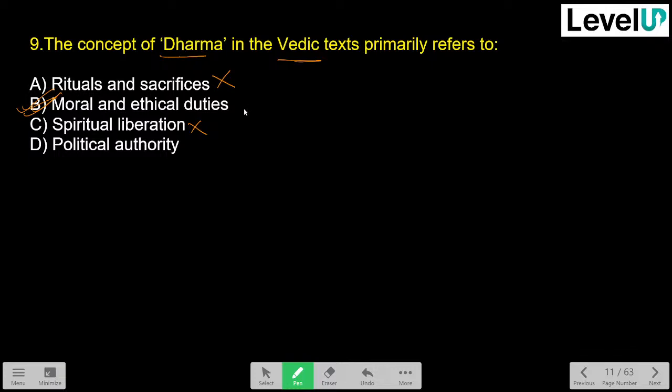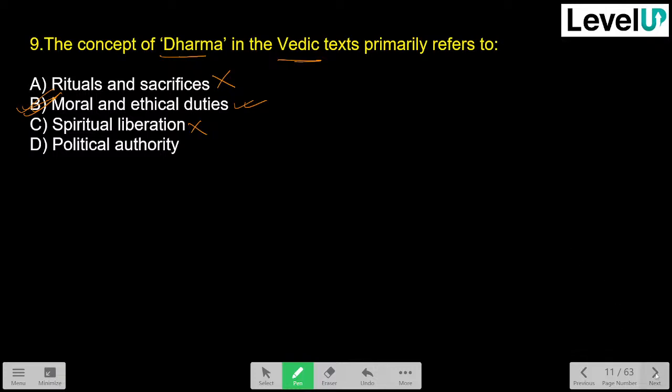Like as a child, you have to take care of your mother and your father. As a brother, you have to ensure the safety of your sister, right? As a son, after attaining a certain age, you have to fulfill the needs of the family. So in this way, the dharma was like that.